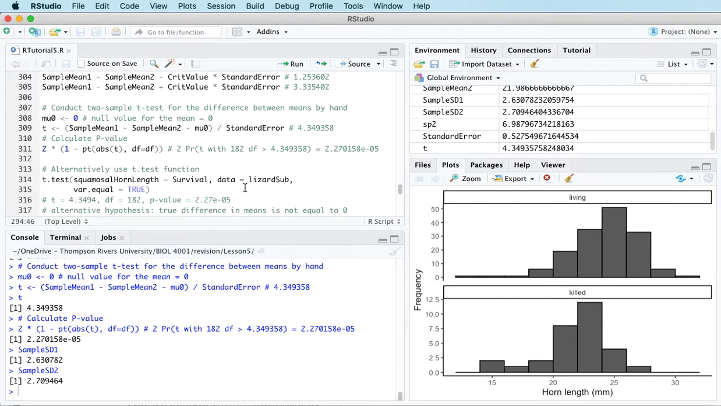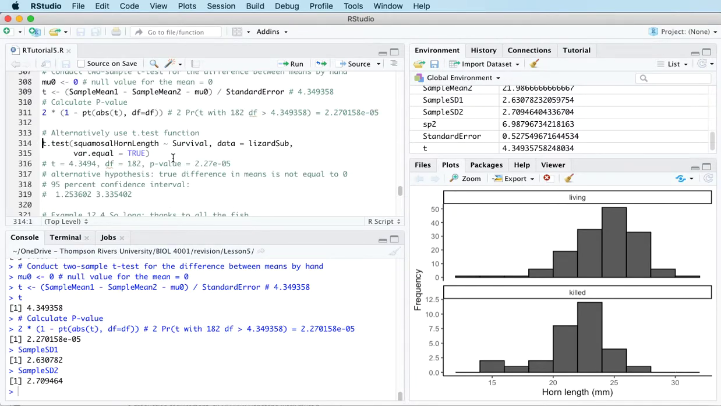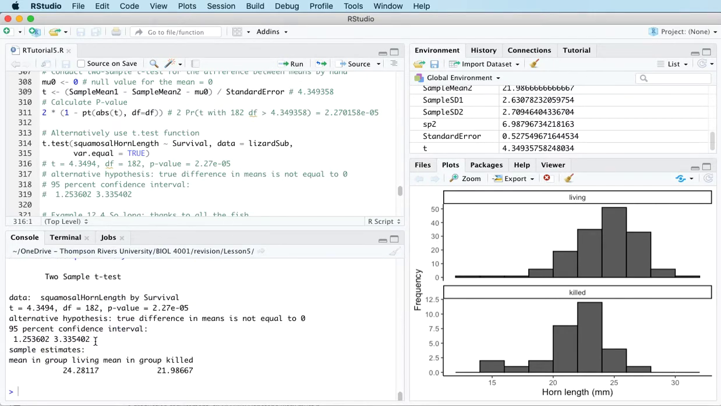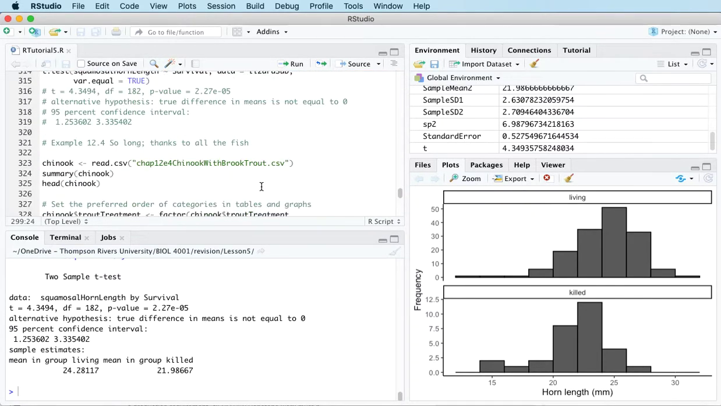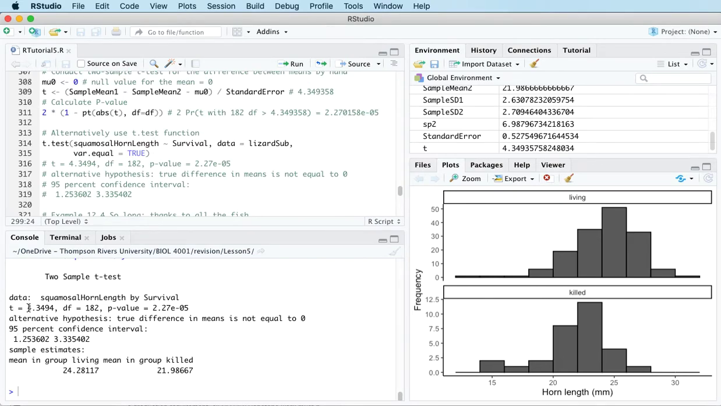Okay, so once we've got all that code written out, then we can run the function, and that does all those calculations that we went through. So here's the test statistic. There's the degrees of freedom for the t-distribution that we're using, and here's the p-value for the two-tailed test. Here's the alternative hypothesis that tells us we're doing a two-tailed test in this case, and then here's the 95% confidence interval, and then here are the two sample means in the two groups.